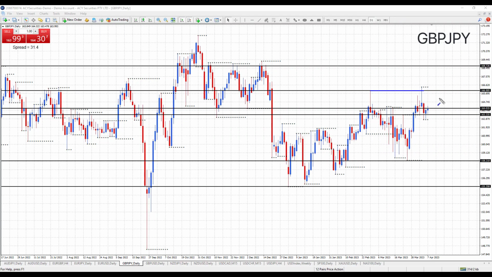Alright, onto the pound yen now. Very similar to the Aussie yen. Are we forming a double top for a move back down? Came up last week to test weekly resistance at 166.00. Clearly rejected. We are just stuck between support and resistance here on the day chart.